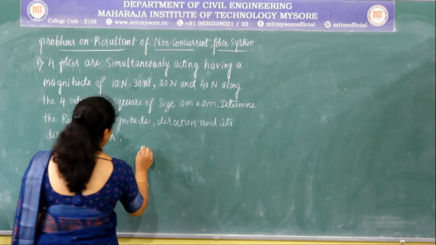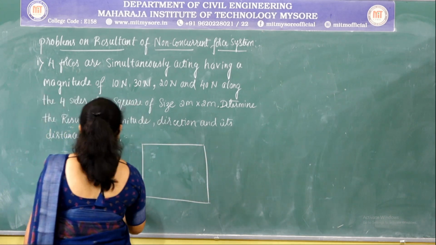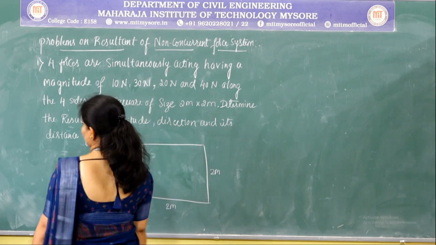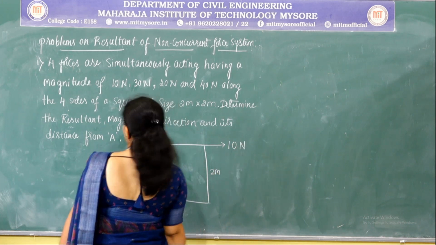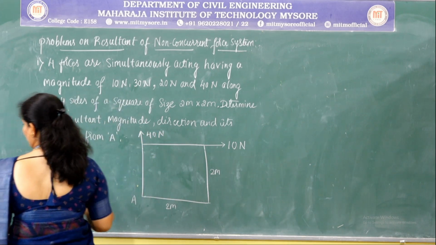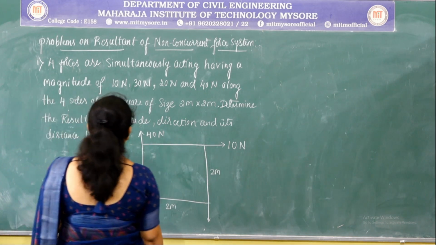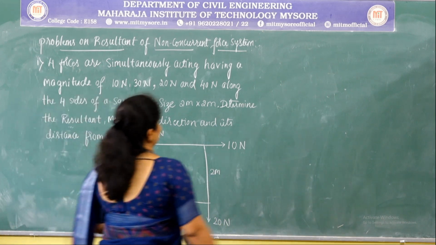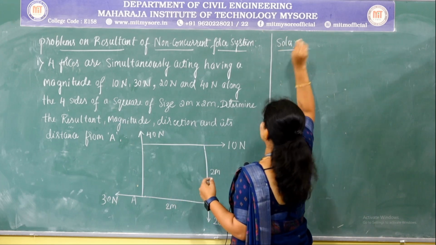So, the given figure is a square. This is point A. It is having a size of 2 meter by 2 meter and the 4 forces of magnitude 10 Newton, 40 Newton, 30 Newton and 20 Newton. So we shall find the solution for this problem.